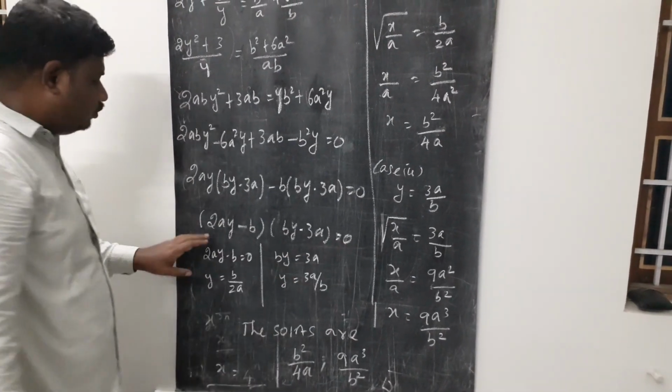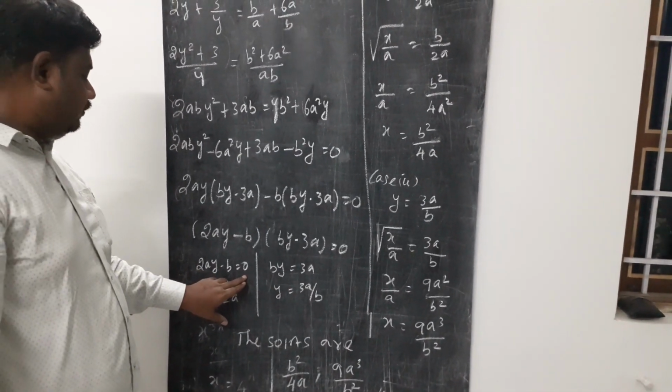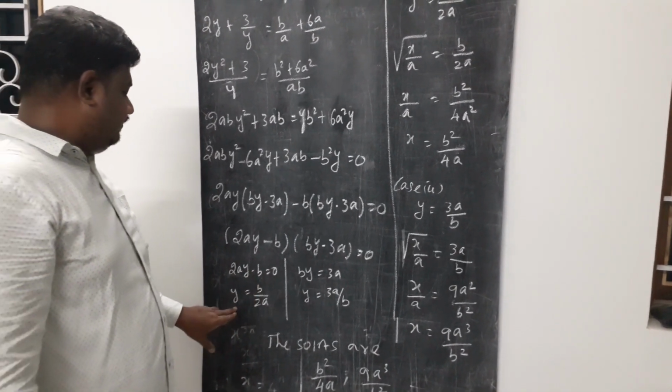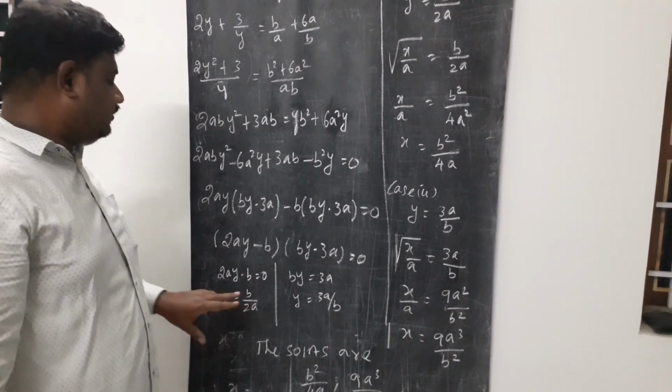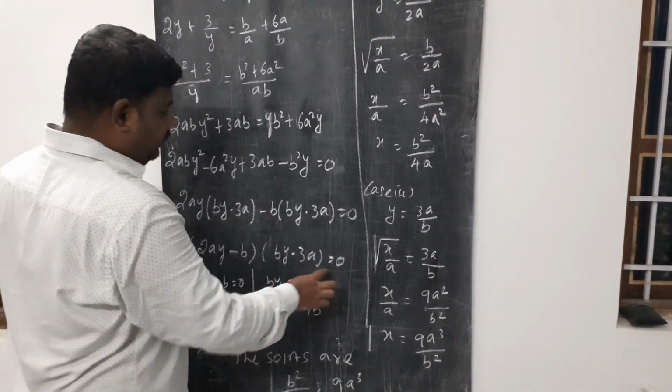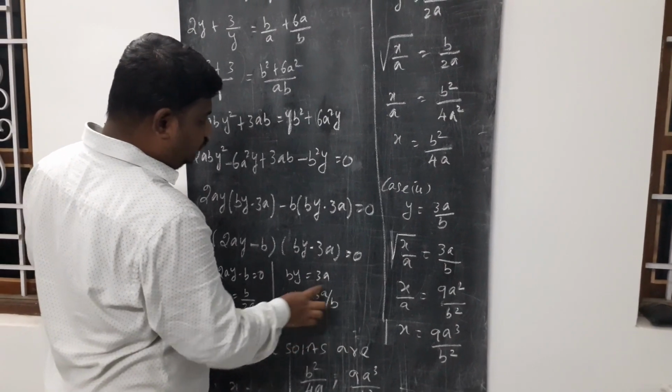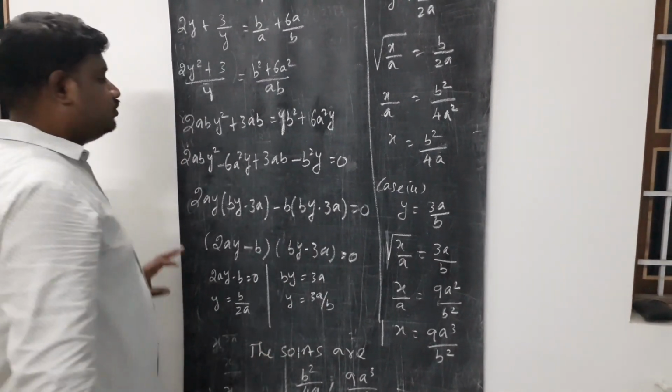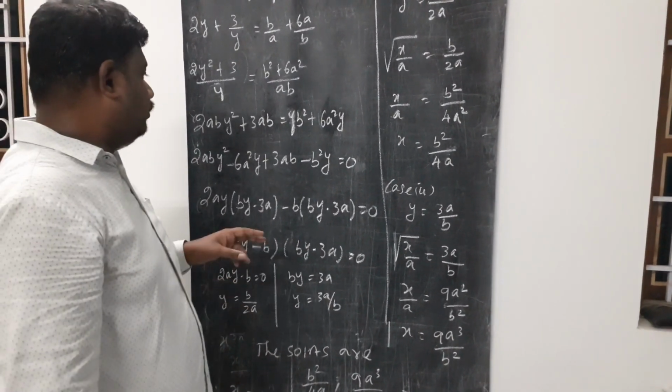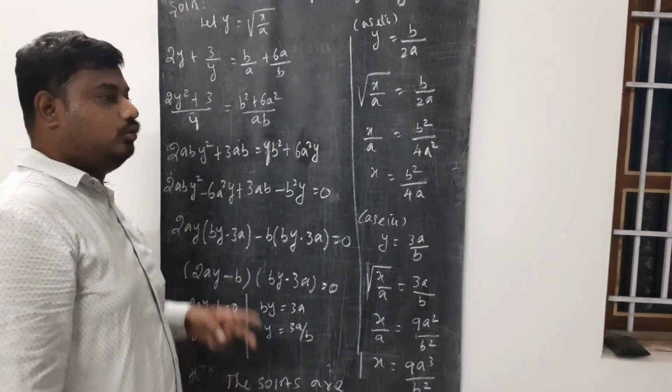Equating to 0: 2ay minus b is equal to 0, so 2ay is equal to b. We need y, so y is equal to b by 2a. Equating the other factor, by is equal to 3a, then y is equal to 3a by b. Here also we get two y values, so here also two cases.